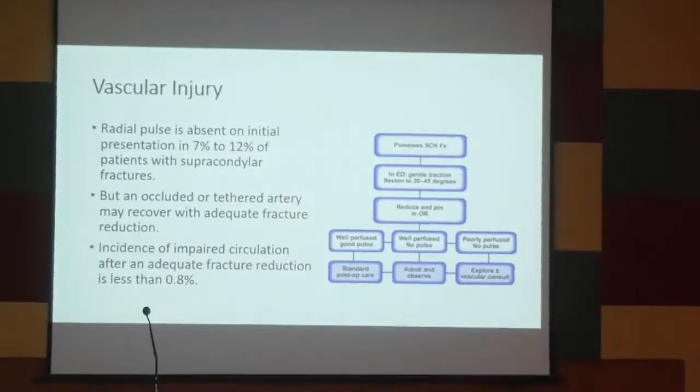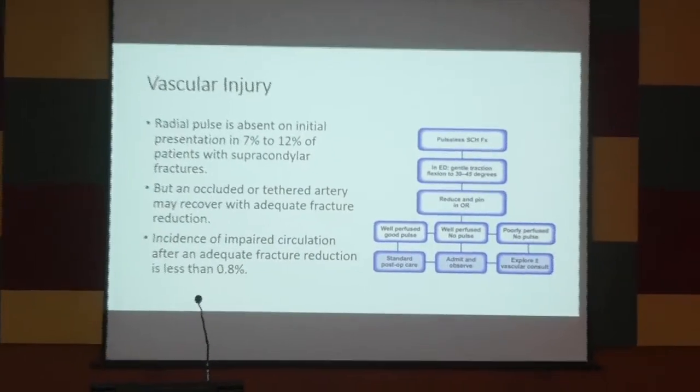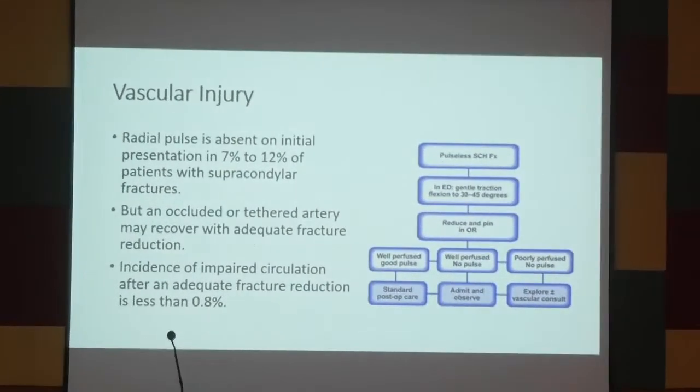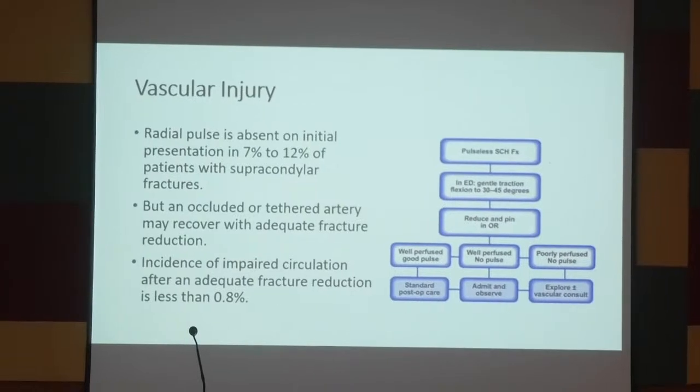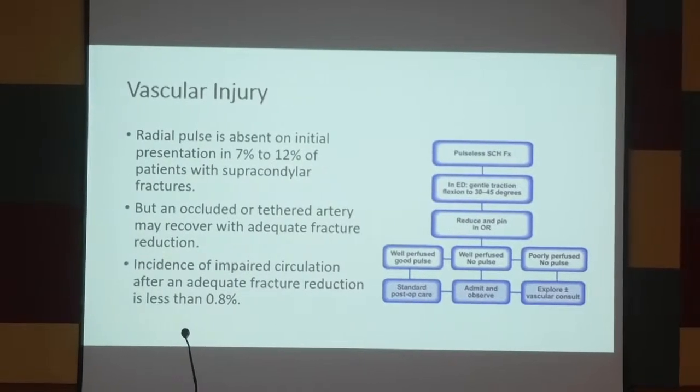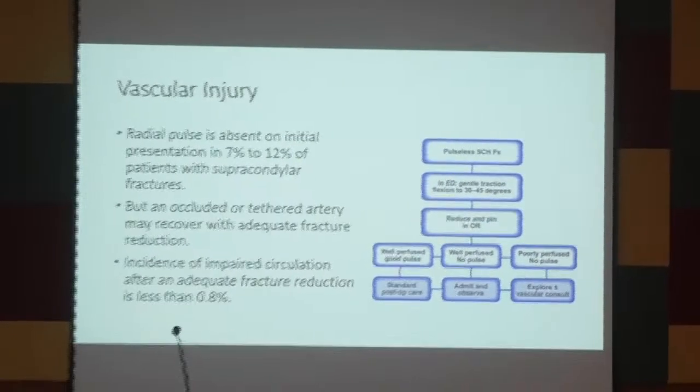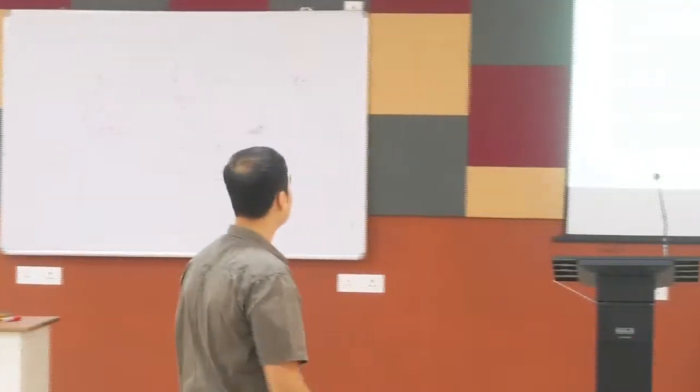Vascular injury is very rare. I have seen only 1 or 2 cases. I will give you the example where I have seen a vascular injury. But it is there and you should be aware of it. And most common is the brachial artery tenting. Okay, so that is an important thing to understand.